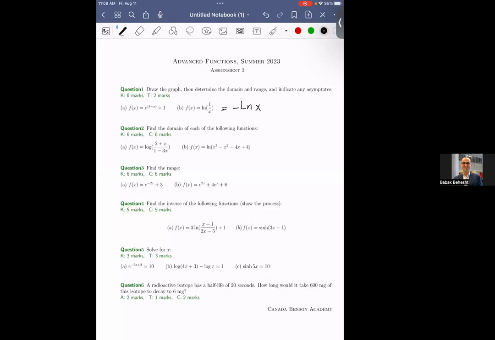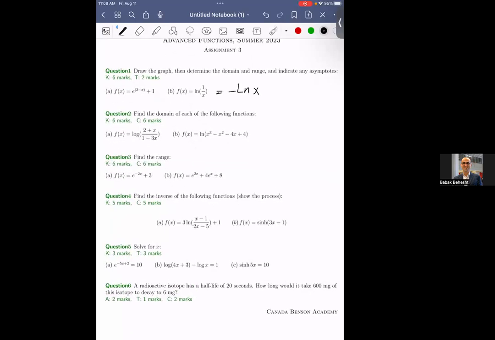Okay, so for 3b, note that this is equal to (e^x + 2)^2 + 4, right? So the range is actually greater than 4.